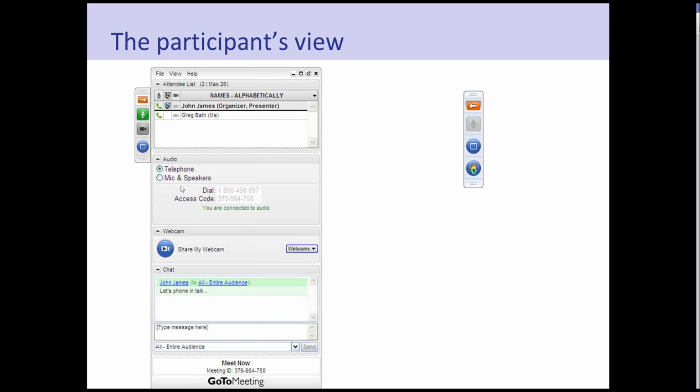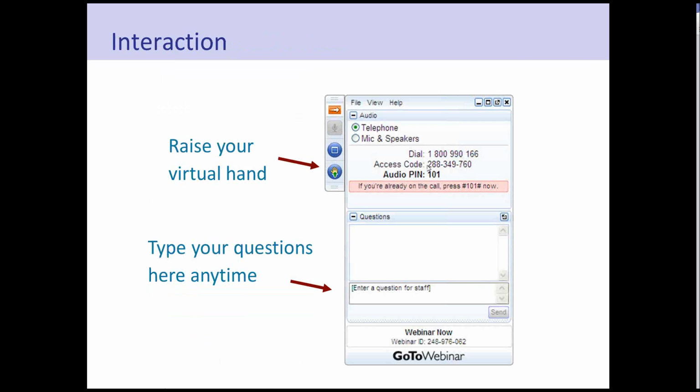Your floating control panel will be fully expanded when you first join us, but after a while, the clever little thing just shrinks. But if you want to be able to expand it out again, you just click on the little orange arrow. So there's a number of ways you can interact with us today.